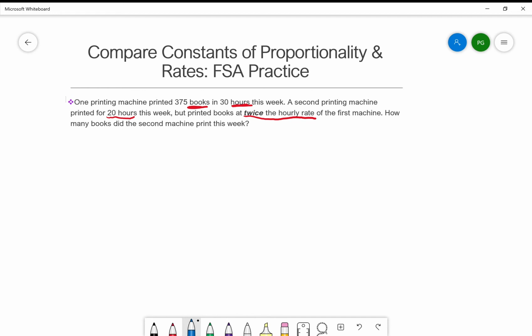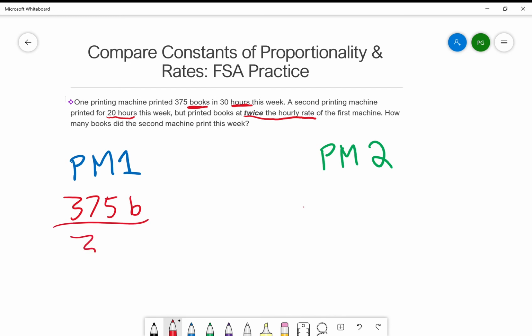So we have two printing machines. Printing machine 1, and here we have printing machine 2. The first one prints at a rate of books in hours. All right, so that's 375 books divided by 30 hours, right? If we use a calculator and we divide, that's going to be 375 divided by 30. So that's going to be 12.5. 12.5 books in 1 hour. Excellent! Now what do we do?